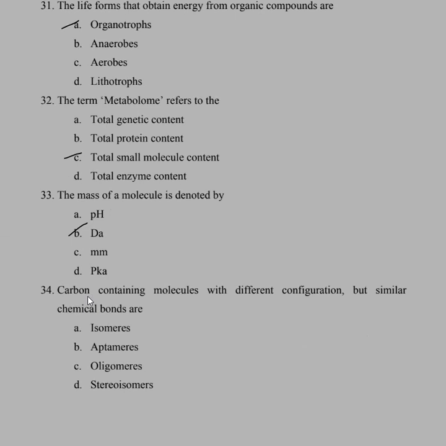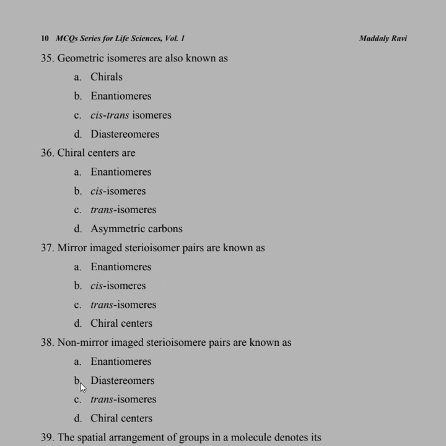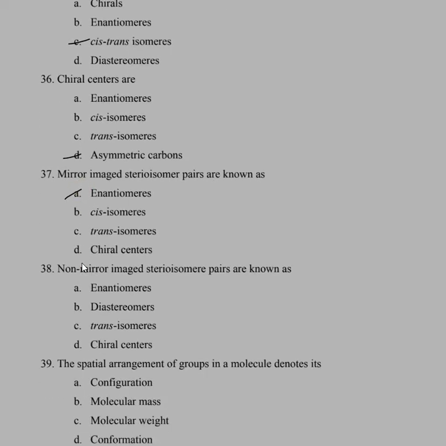34. Carbon containing molecules with different configuration but similar chemical bonds are stereoisomers. Next is, geometric isomers are also known as cis-trans isomers. 36. Chiral centers have an asymmetric carbon. 37. Mirror imaged stereoisomer pairs are known as enantiomers. 38. Non-mirror imaged stereoisomer pairs are known as diastereomers. So one is enantiomer, one is diastereomer.